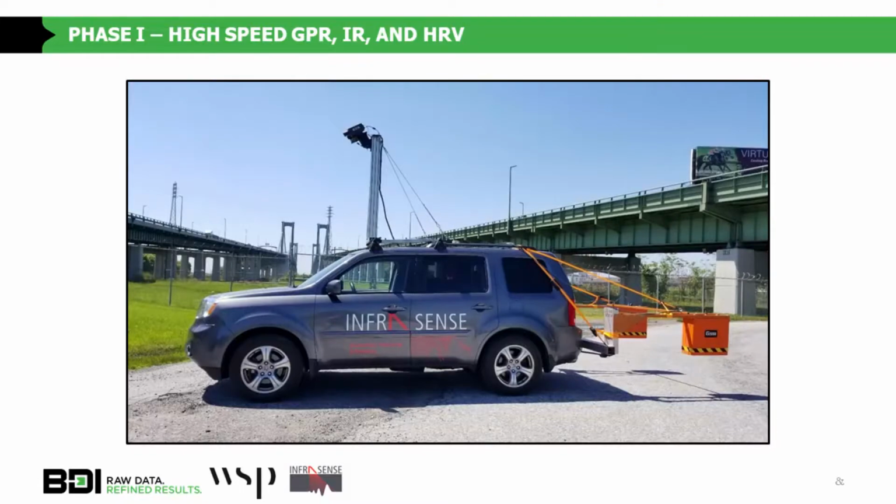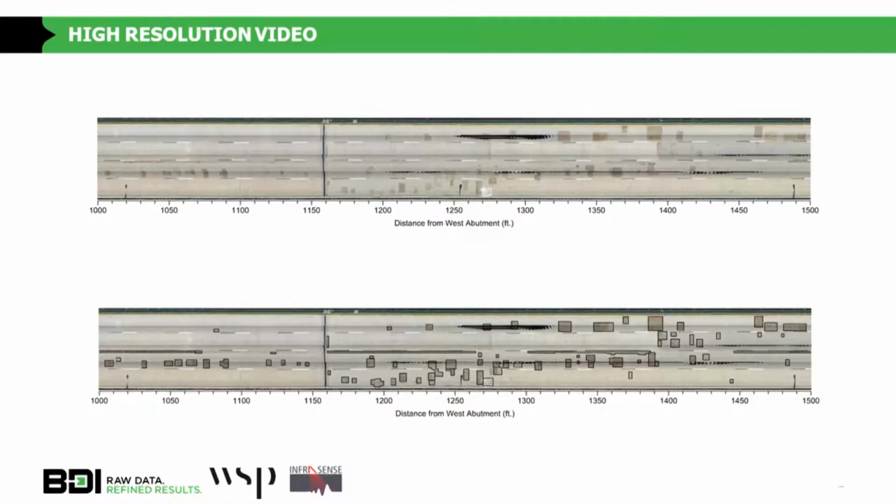So jumping right into it on phase 1, InfraSense provided the high-speed GPR. So these are 2 air-coupled GPR units hanging off the back of their truck here. And then on the top, we have a high-resolution video camera and an infrared camera. So we can perform this survey at high speeds, typical whatever the posted speed limit is, no invasion to traffic whatsoever, and essentially go through and get a very high-resolution video and stitched image of the bridge deck.